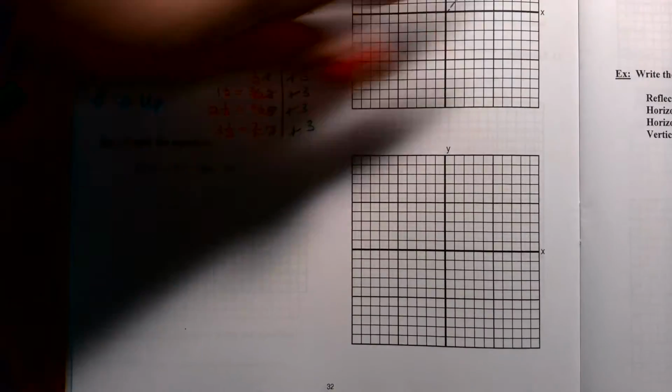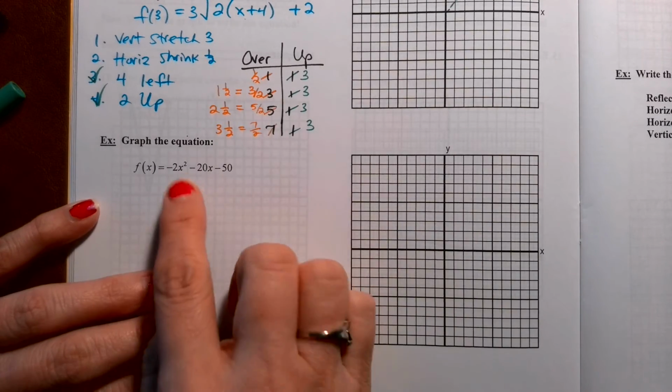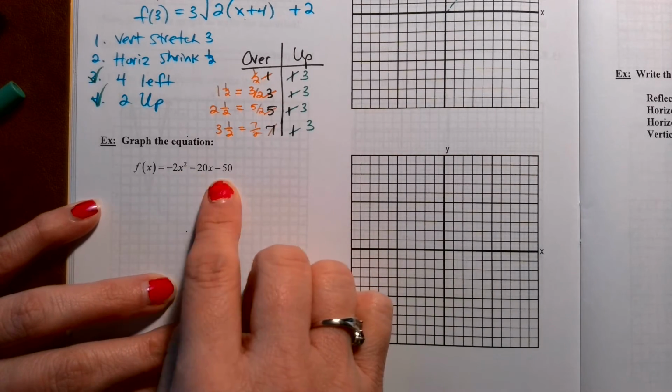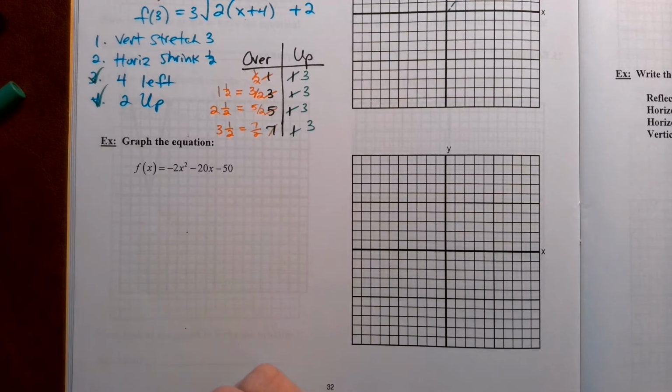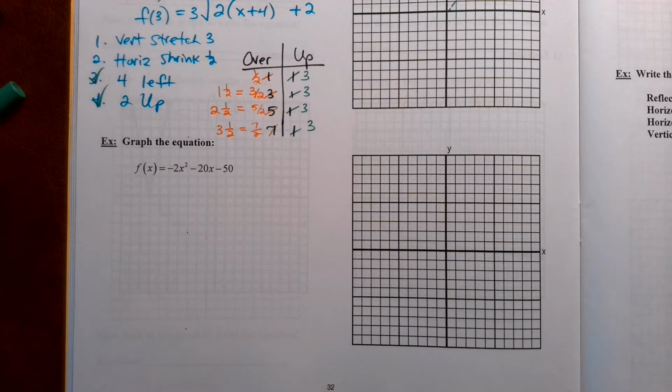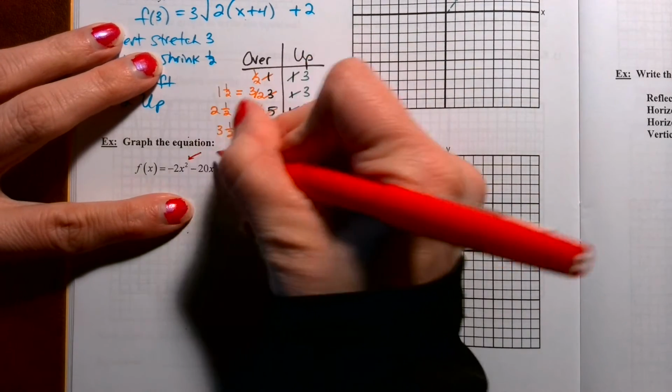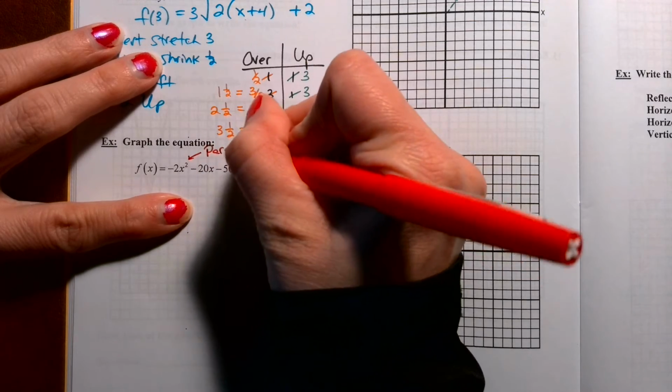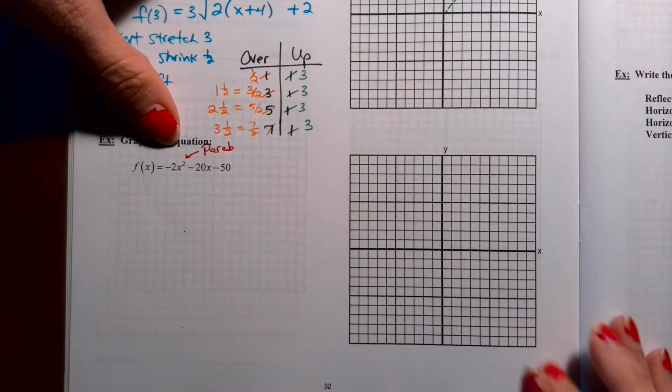Okay, take a look at this one right here. Sometimes people have a hard time graphing. I know this is a parabola, but guess what we're going to have to do? Lots and lots of factoring. It is definitely a parabola because the power is 2. We've been doing that since the first chapter.